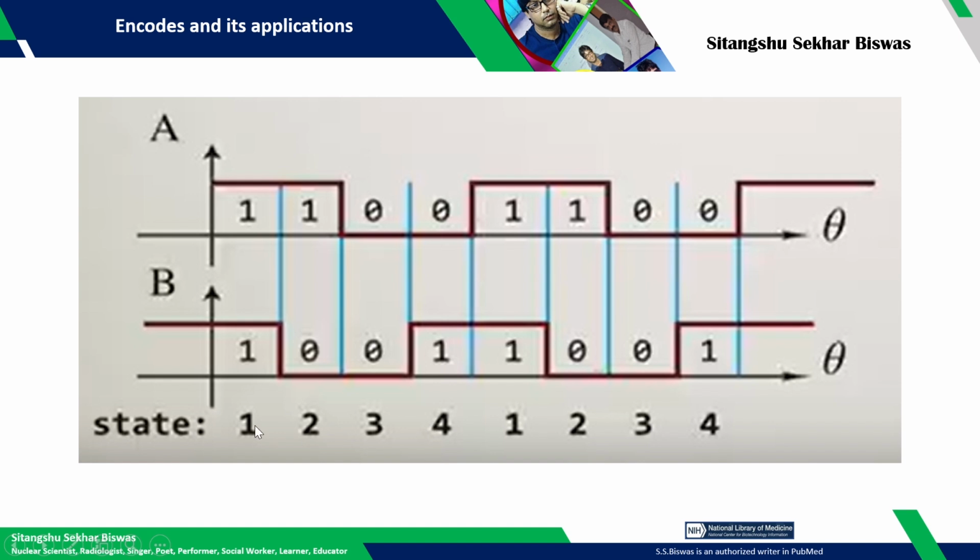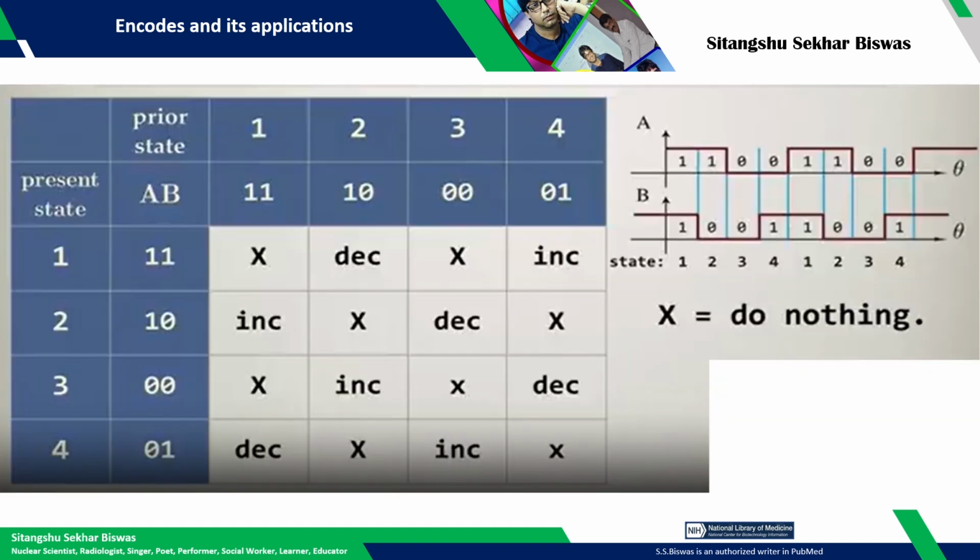This is when the encoder is rotating clockwise, but when it rotates in the opposite direction, it gets 0,1 first, then 0,0, then 1,0, then 1,1. So it depends on the direction the encoder rotates. After that, this table shows the cases the encoder will pass through. The present state means the present state of the encoder, and the previous state means the past state.